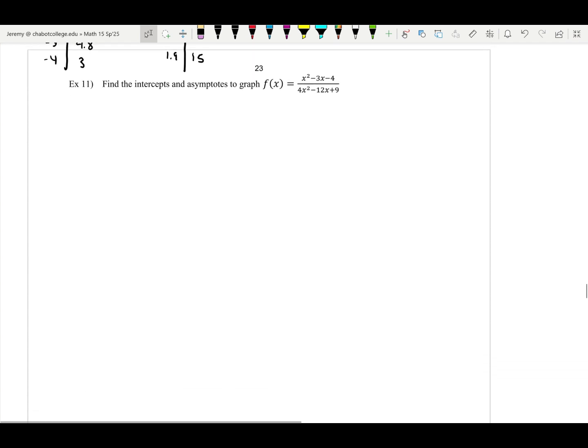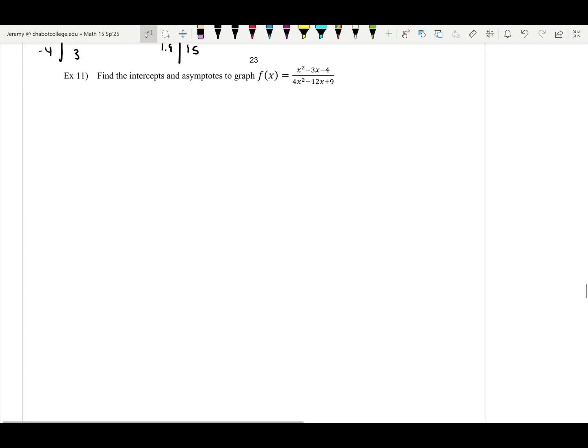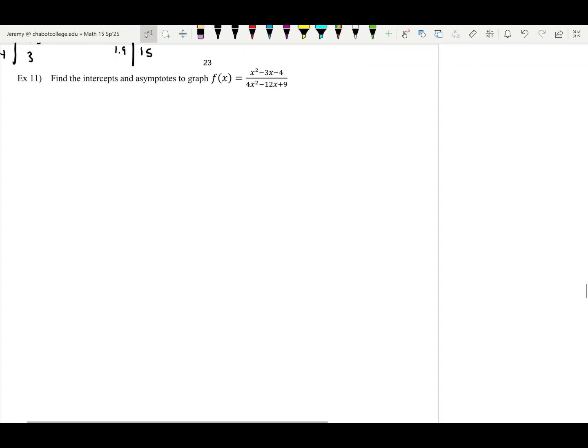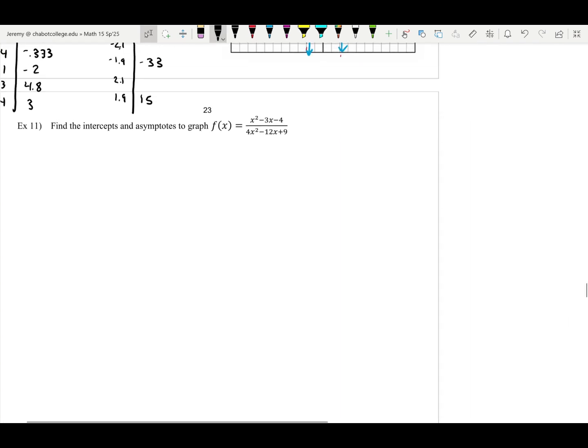Let's do another one, example 11, same instructions here. We want to find the intercepts and asymptotes, and we want to graph. So for this function in the numerator, we have x squared minus 3x minus 4. In the denominator, we have 4x squared minus 12x plus 9. Oftentimes, I'll start by just factoring the numerator and denominator first thing, because I know that'll make it easier to find my zeros and my vertical asymptotes.